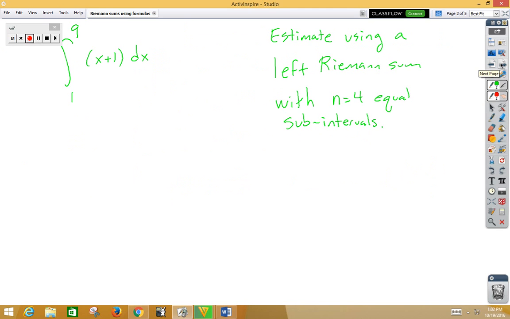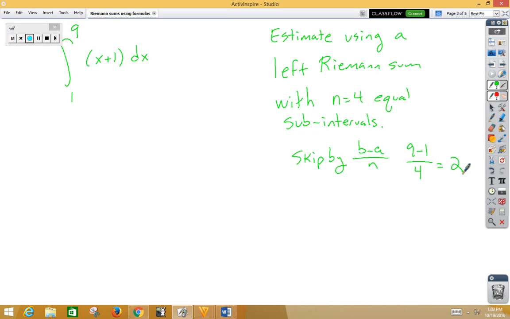Estimate using a left Riemann sum with n equals 4 equal subintervals of the integral from 1 to 9 of x plus 1 dx. And yes, of course, we could integrate this by hand to get the exact value, but this is practice in how to do Riemann sums. The first thing we need to know is what we are skipping by. Skipping by is always b minus a over n. So if we plug in our bounds, we get 9 minus 1 divided by 4, which would be 2. So now we know we're skipping by 2's.